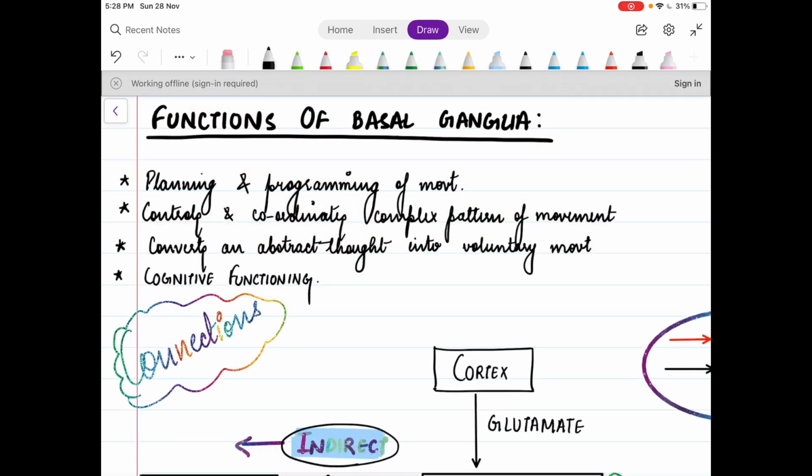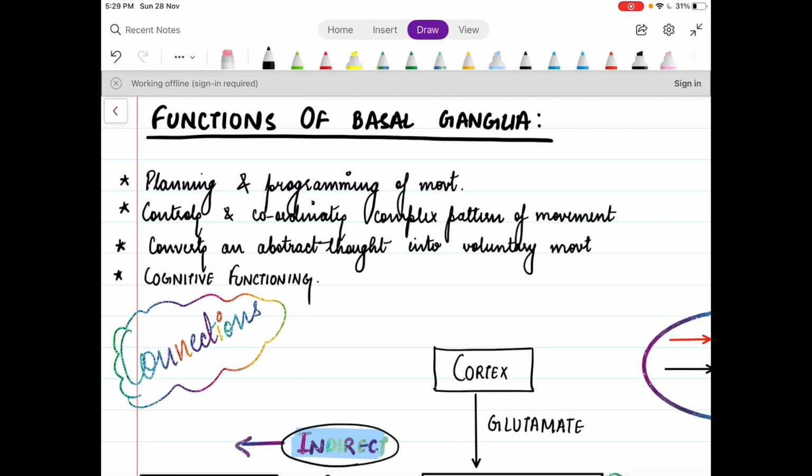So let's now discuss the functions of the basal ganglia. Basal ganglia is basically related to the gross motor movements and their overall coordination and functioning. It helps in the planning and the programming of the movement. It helps in the control and the coordination of complex patterns of movement, and it converts an abstract thought into a voluntary movement. Besides these voluntary movement functions, it also plays a role in cognitive functioning.